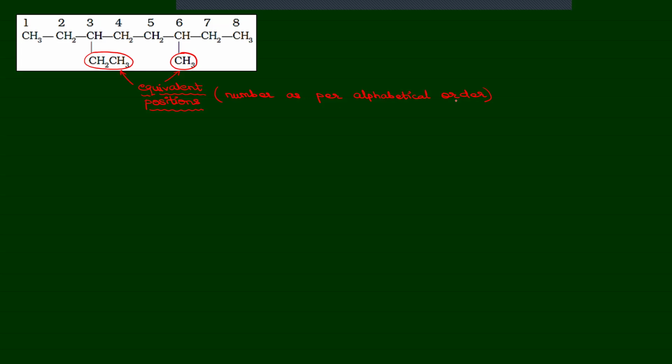If the substituents are at equivalent positions, you have to number as per alphabetical order. Understood? Yes, sir. So in this case, the correct name would be 3-ethyl, giving the lower number to the ethyl, 6-methyl, and the parent of 8 would be octane. Whereas if you had written the name as 3-methyl-6-ethyl octane, it would have been wrong. So wrong क्या है वो भी ध्यान रखो so that the mistakes don't happen.